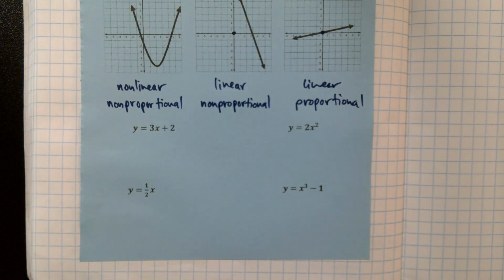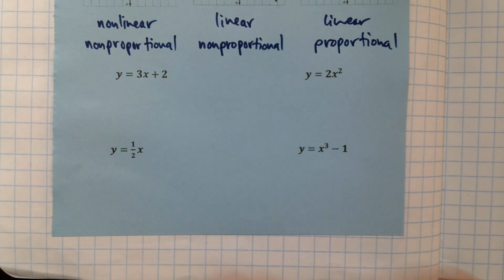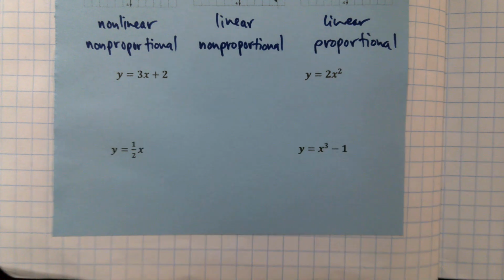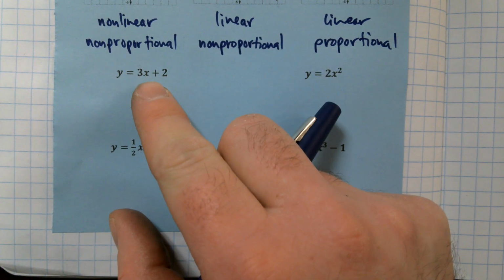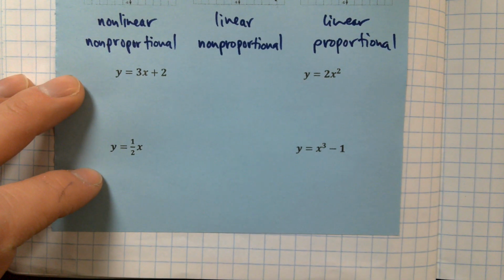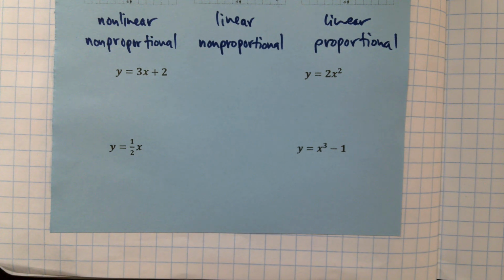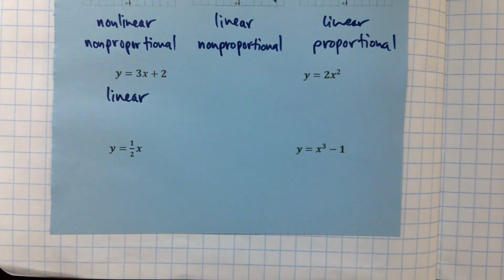When we have a graph, now we've got to think a little bit harder with these equations here. The first thing we want to look for is an exponent. An exponent tells me that it's non-linear. If there's no exponents, then it's linear. Y equals 3x plus 2. Do you see any exponents in there? No. So is this linear or non-linear? Linear. No exponents, it's linear.